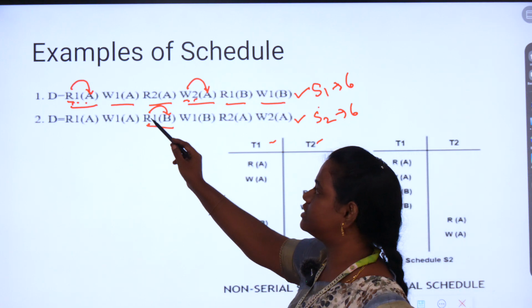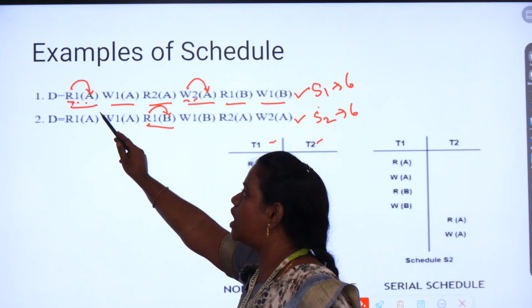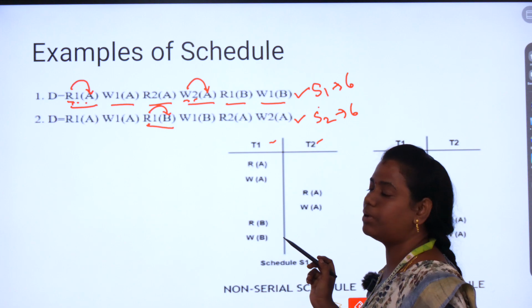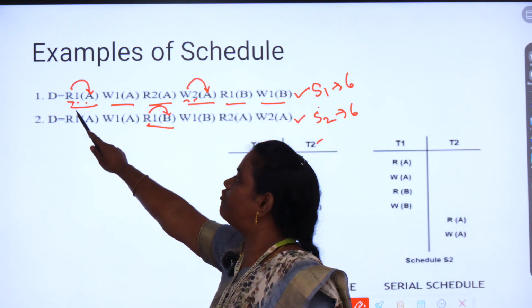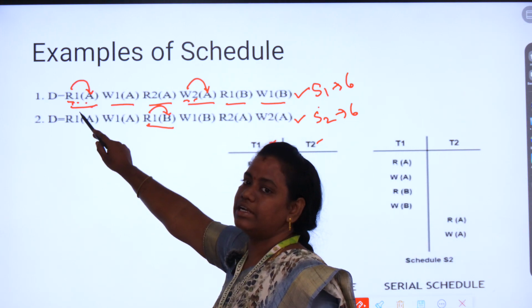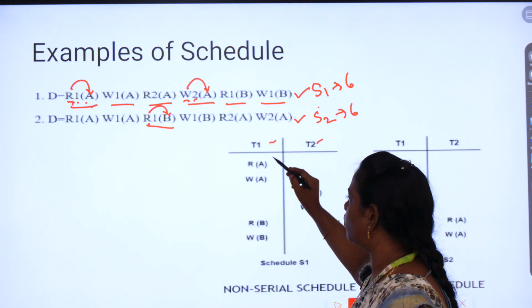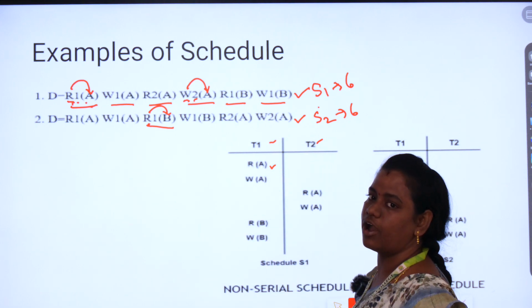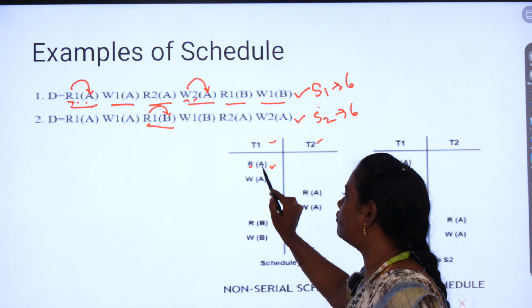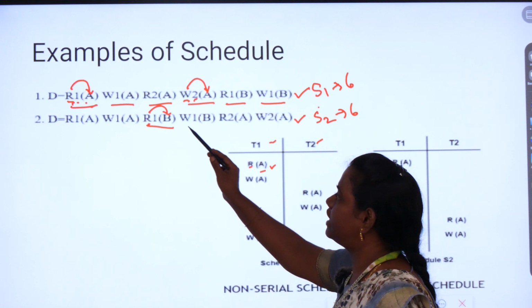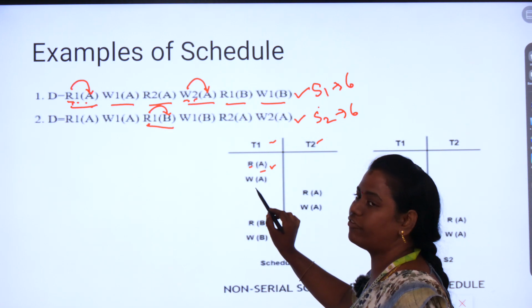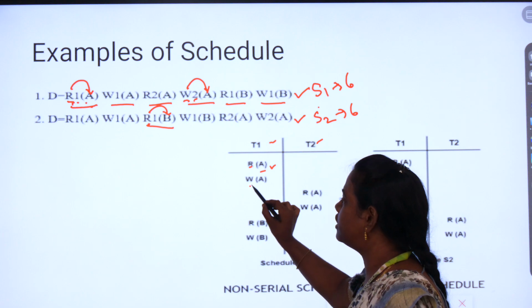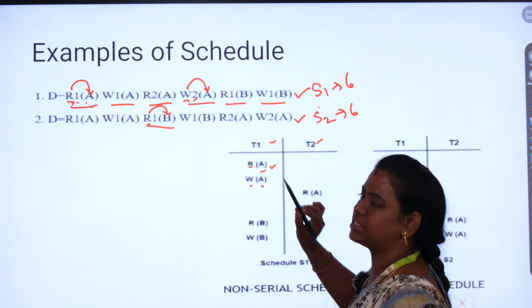And then the first instruction in the first schedule is R1 of A. R1 of A is nothing but a read operation we are performing on data A in transaction 1. So in transaction 1, I need to write R of A. R of A is nothing but read of data A. Okay, and the next is W1 of A. W1 of A is nothing but a write operation on data A in transaction 1.